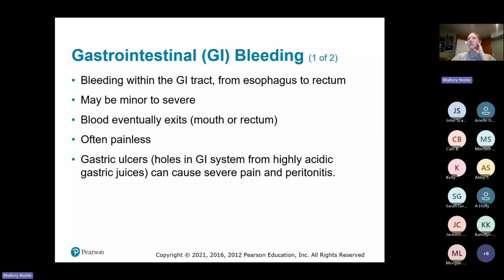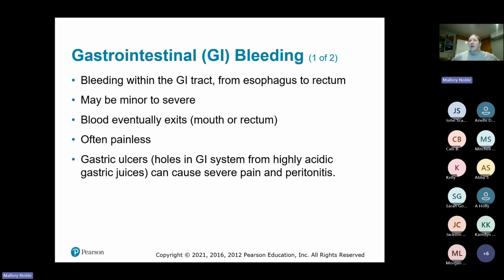Now, if it is above the stomach, or stomach and above, I should say, it will come up with vomit. Your stomach does not like blood at all. It irritates it quite a lot, actually, so it usually will come up very quickly with vomit. If it is lower than the stomach, usually it will be forced out through the rectum. Okay, with the bowel movements. Oftentimes this is painless. It depends on where it's at and what it's doing.